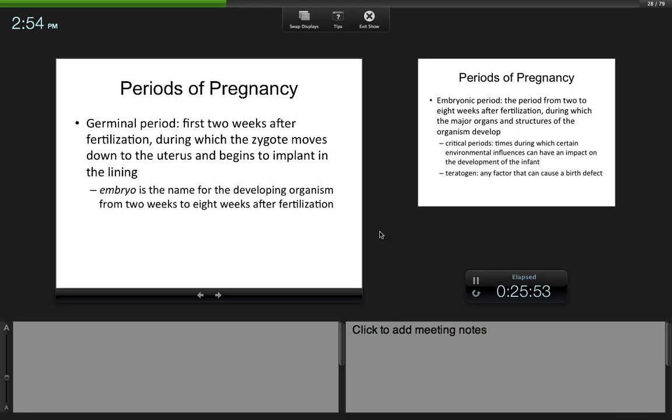Okay, in the germinal period, the placenta is also starting to form. What's the placenta? The sac that the baby lives in, where the baby gets all of its nutrients. Okay, where the baby gets all of its nutrients from, right?